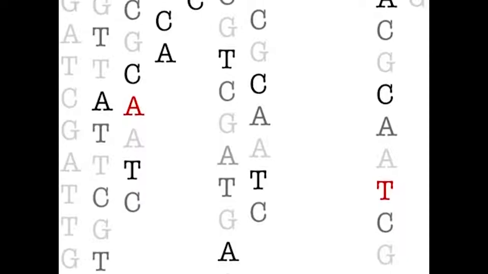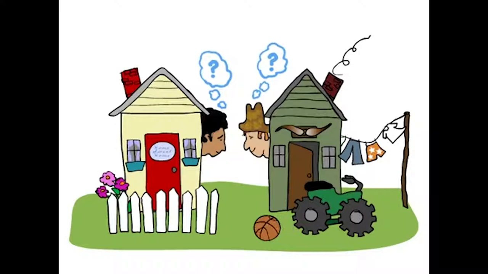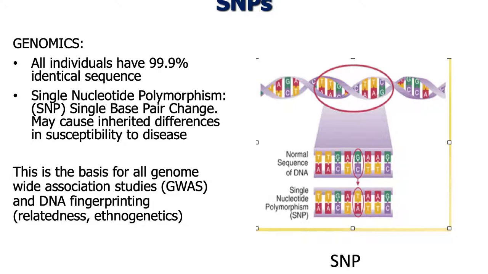Since variants are passed down from one generation to the next, the number of differences between your DNA and your neighbor's can tell you how closely you are related to each other. Okay, so to summarize, all of us in this room, 99.9% of our DNA is exactly the same. So that itty-bitty variation probably predicts most of both our physical differences and our response and susceptibility to disease. It's also how we ascertain relatedness.